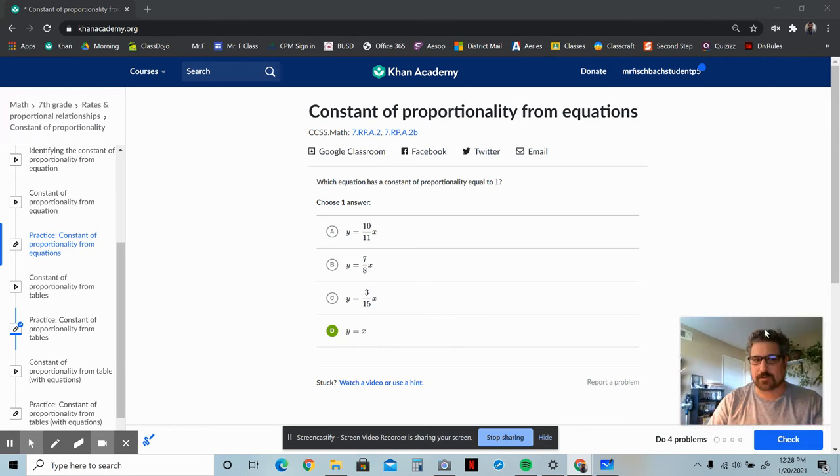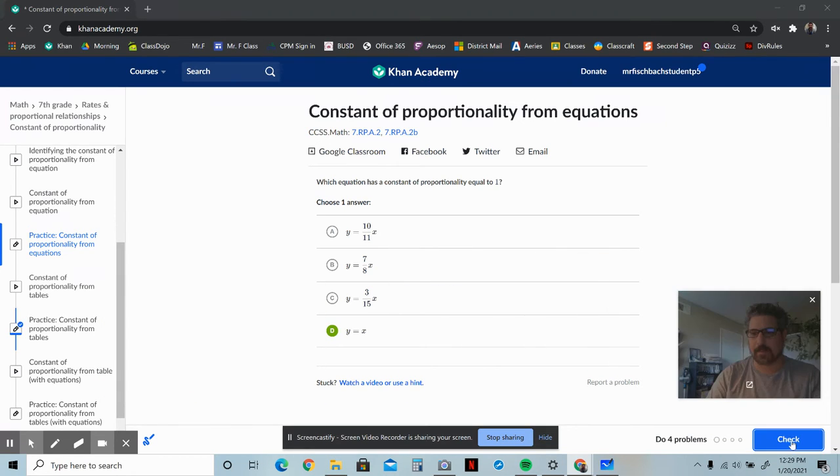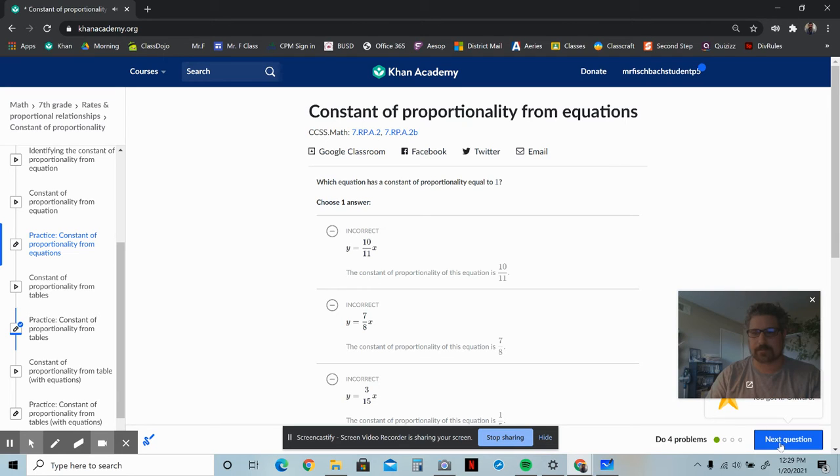Let me move my little portrait somewhere else, over here. Okay, let's do the next one.